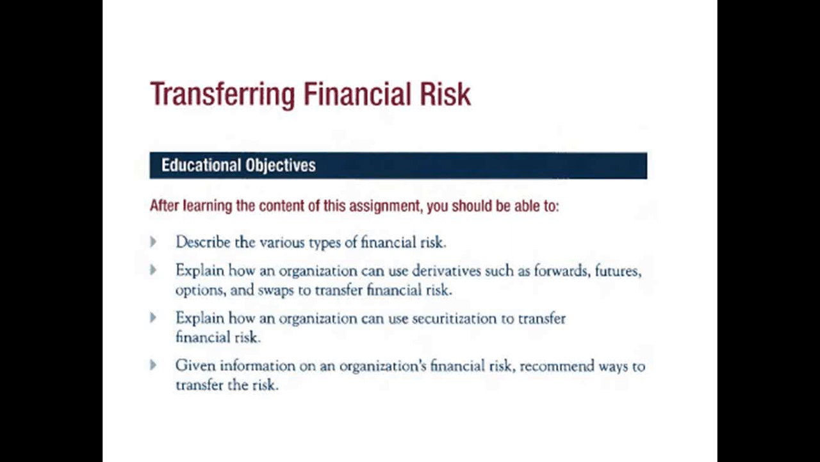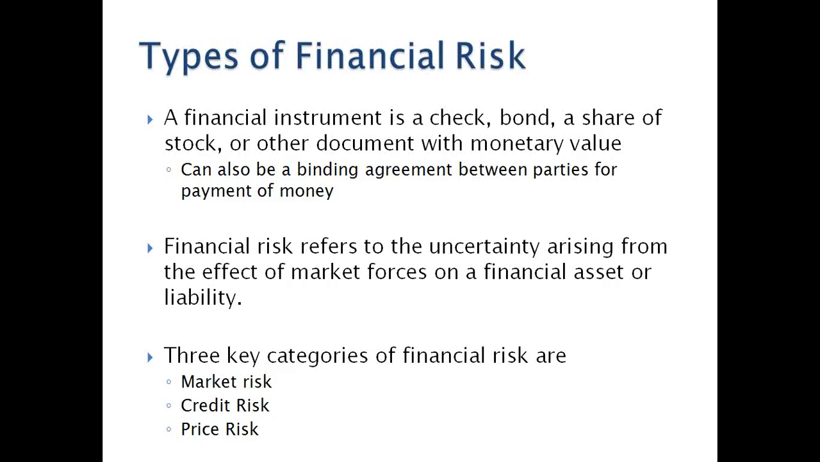So really what we're looking at is explaining how you'd be able to use these different types of forwards, and hopefully I'll be able to provide some good examples of how that basically works. So when we talk about financial risk, what are we really talking about? In the definition in the book, a financial instrument is a check, bond, or a share of stock or other item of monetary value. Or in some cases, it can be a binding agreement between parties for payment of money.